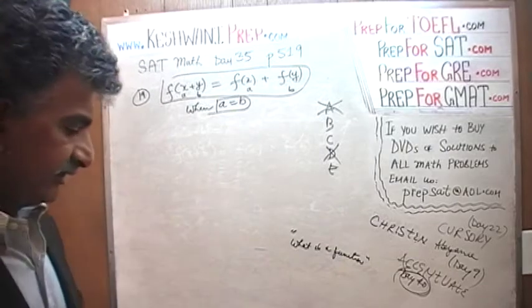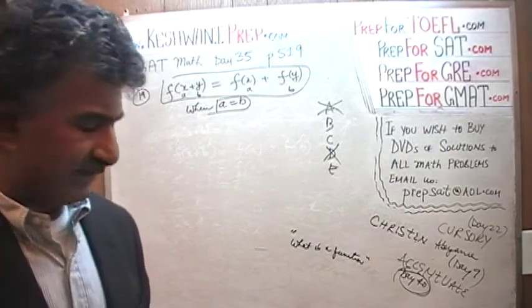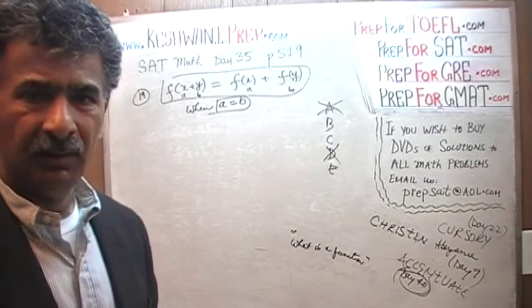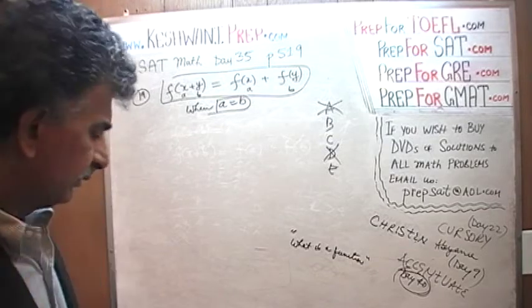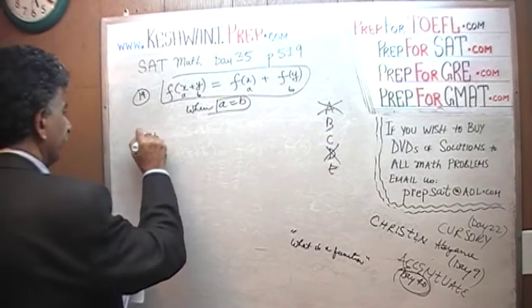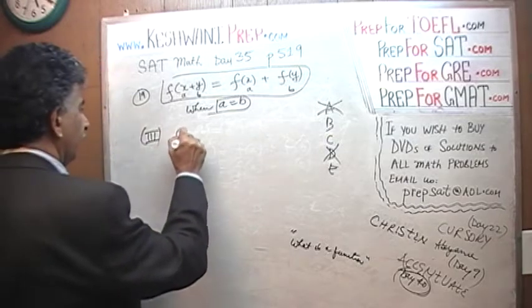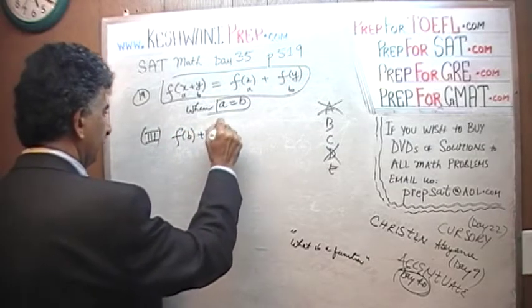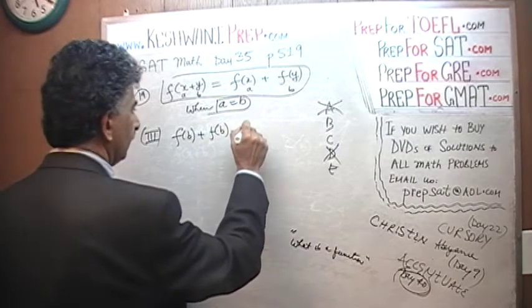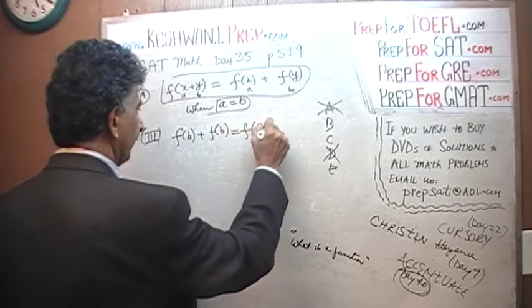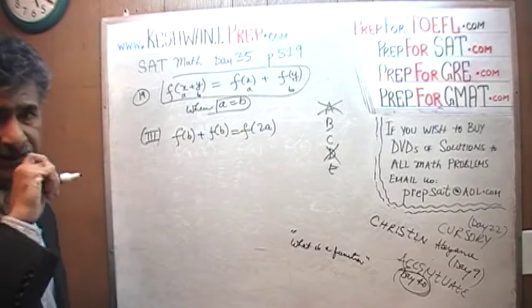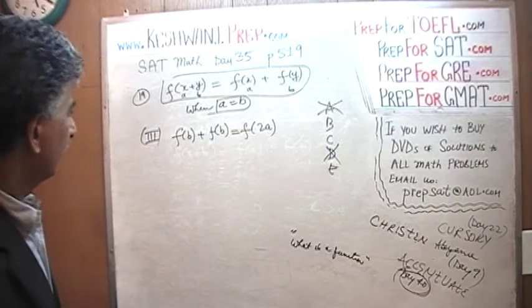Now, as I look at second statement, I don't like it. Second statement looks nasty to me. For the time being, I'm going to skip it. I'm going to get to third one right away. Third statement says f of b plus f of b equals f of 2 times a. That to me does not seem as intimidating as the second statement. Let's see what we can do here.